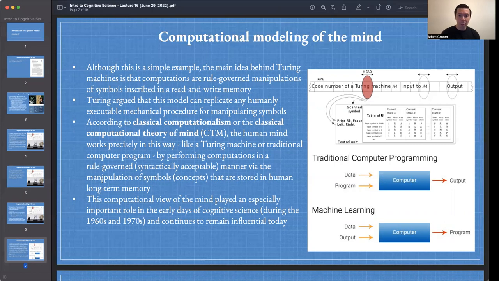According to classical computationalism, or the classical computational theory of mind, the human mind works precisely in this way, like a Turing machine or a traditional computer program, by performing computations in a rule-governed, syntactically acceptable manner via manipulations of symbols that are stored in human long-term memory. Okay, and the analog of a symbol from the Turing machine will be something like a mental symbol or concept in the human mind. This computational view of the mind played an especially important role in the early days of cognitive science in the 50s, 60s, and 70s, but continues to remain influential even to this day.